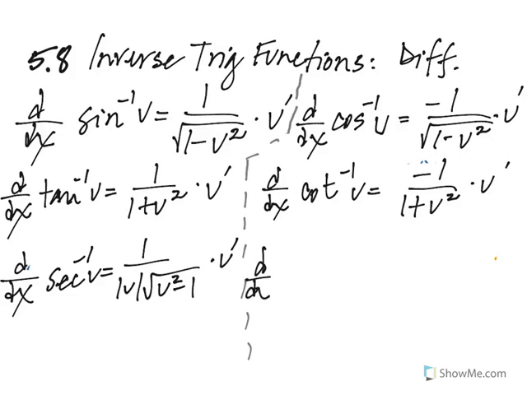And then lastly, the derivative with respect to x of the arc cosecant of u. That turns out to be negative 1 over the absolute value of u, square root of u squared minus 1 times u prime. All right, now a couple of things. I know as you're working through this, this all starts to kind of look alike, especially the first line and the third line, right? The arcsine and the arcsecant.